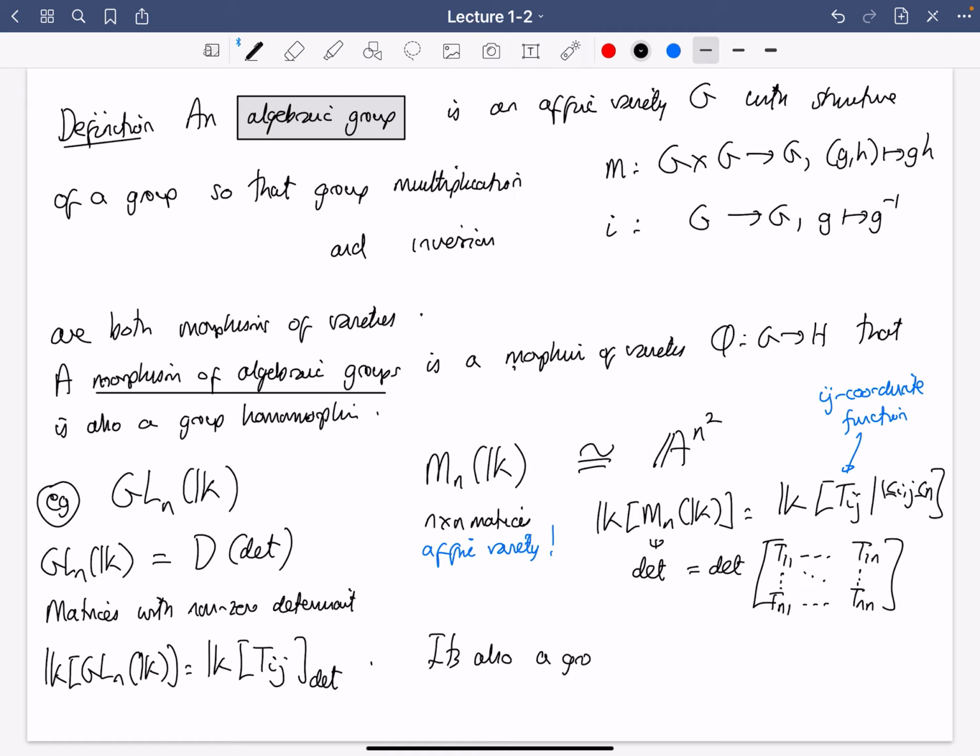It's also a group, and the multiplication is obviously a morphism. In fact, it's given by a homogeneous quadratic in the matrix entries. So the multiplication of matrices, which is the group operation on the group GLN of K, is a morphism of varieties because the product of two matrices, the entries of that product, is given by a homogeneous quadratic in the original entries of the two matrices you multiplied together.